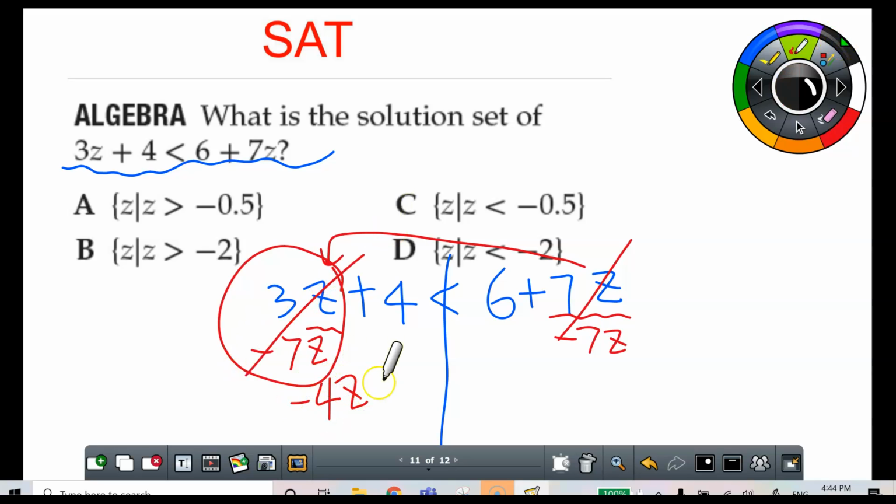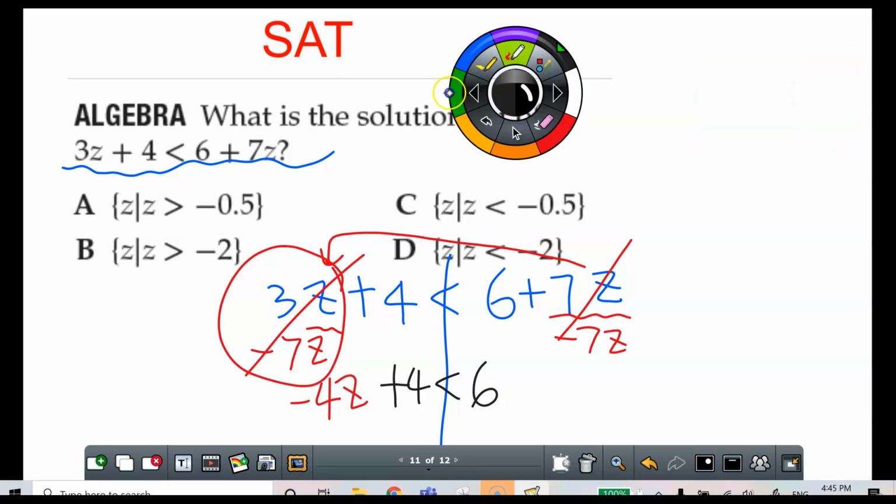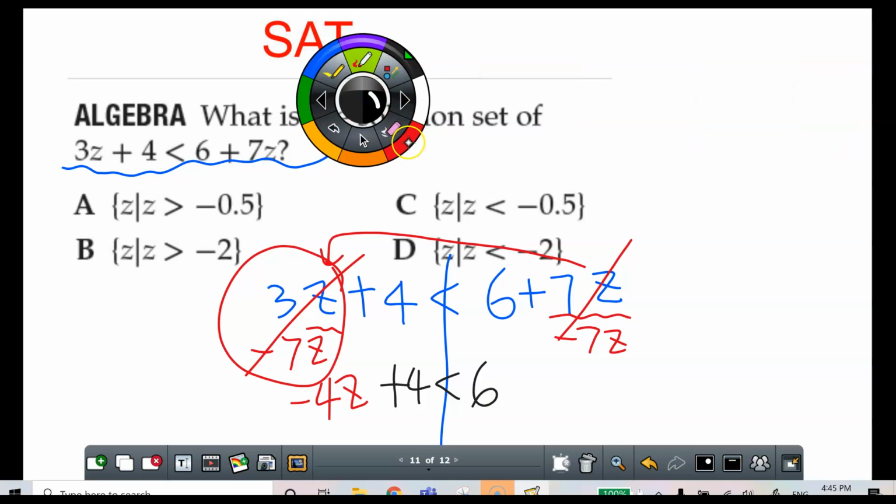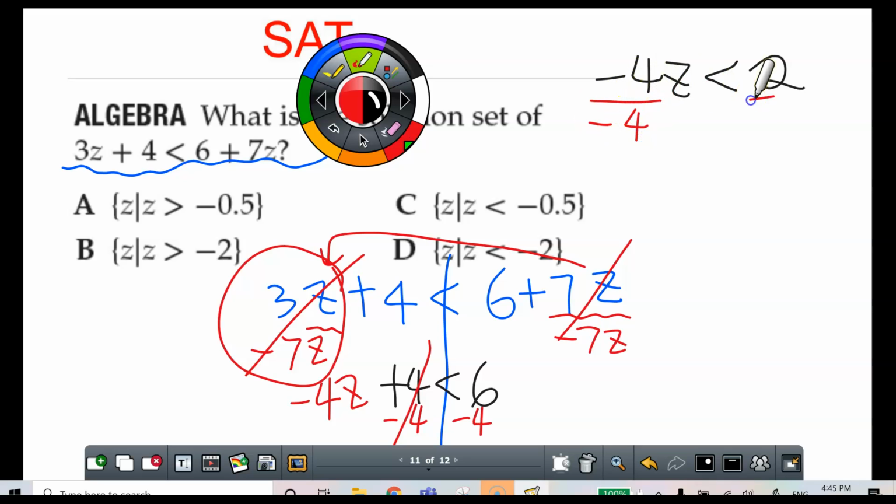And copy the rest. And keep solving this equation by subtracting 4 first. So we have, and finally you want to divide by -4. So I have z. On the other side, 2 divided by -4 is -1/2.